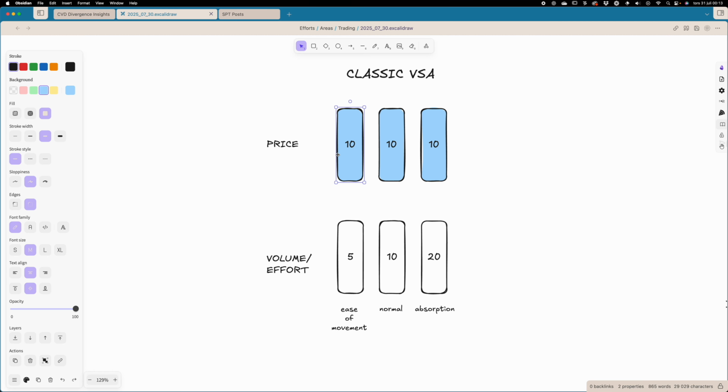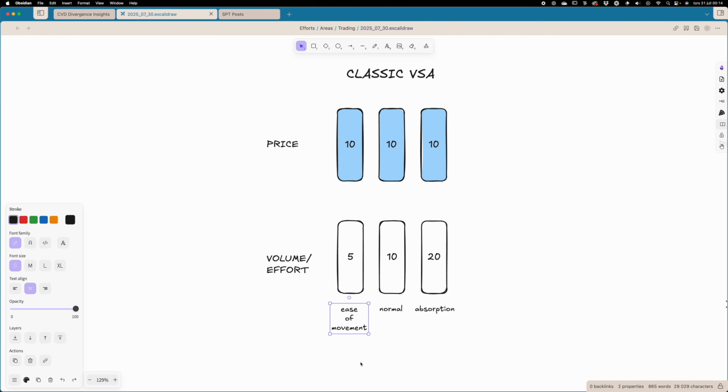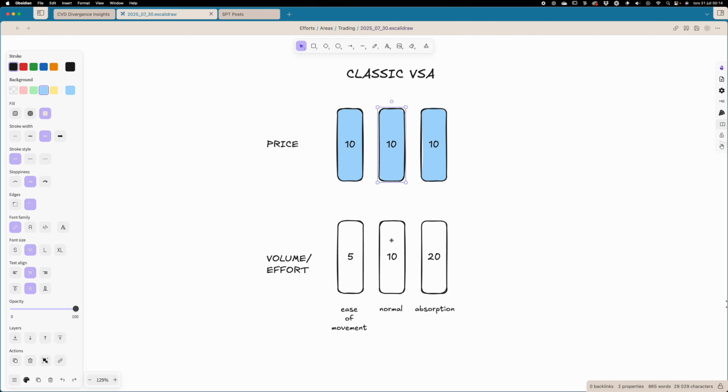Here we have a price bar. We're not currently concerned about its direction. It's just a price bar, and it moves an imaginary number of 10. And we have a volume of only 5. So we can view volume as effort or energy expended to move 10. So we could say that we only required 5 energy to move 10. So that would be considered ease of movement in VSA. If we move 10 with the power of 10, this is the normal or balanced kind of move.